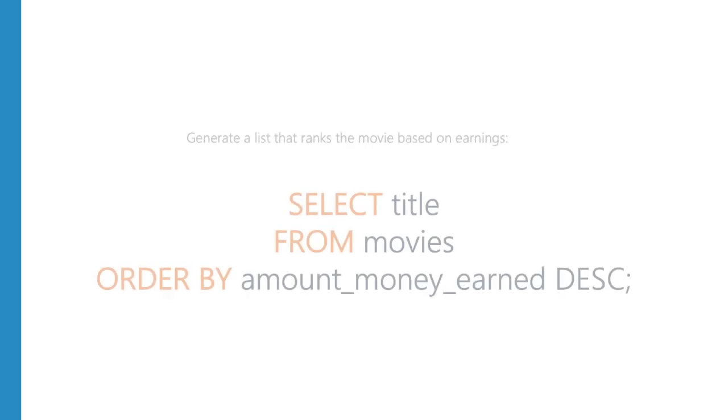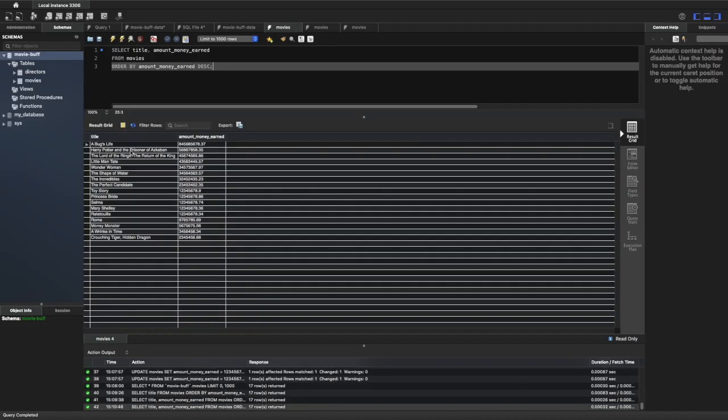Part 3C says we need to generate a list that ranks the movie's titles based on earnings. In order to do that, we use everything that we've already learned before. The select keyword under title to get that title back from movies, and then we use that order by keyword to order it by the amount money earned in descending order. Running this, we see that we have the greatest amount money earned first, which is A Bug's Life, and it goes down to Crouching Tiger, Hidden Dragon, which is the least amount of random numbers we generated while building this list.